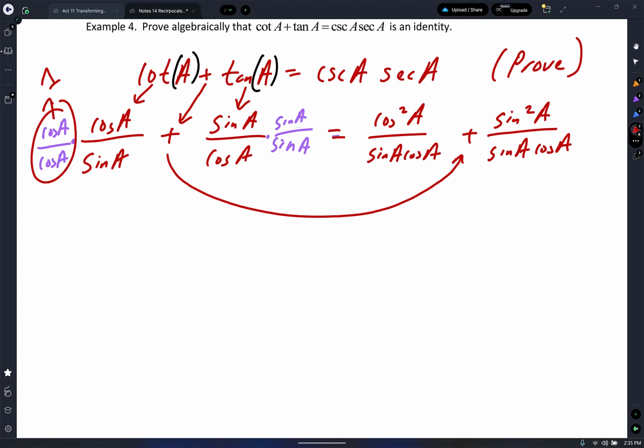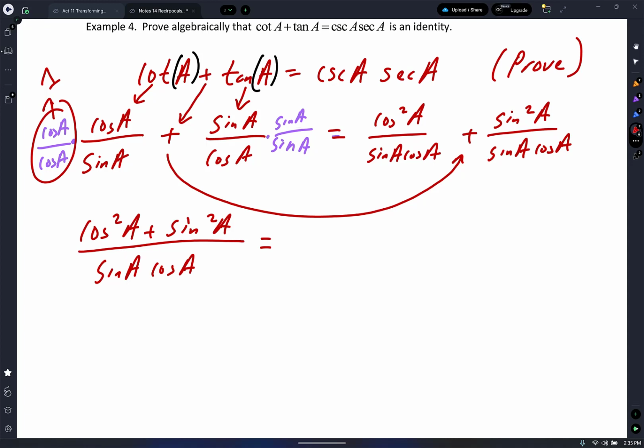Now that my denominators are the same, I can write one expression. Well, I can write one line with one common denominator, right? So here we go. I'm going to write cosine squared A plus sine squared A all over sine A cosine A. Can we do that much?